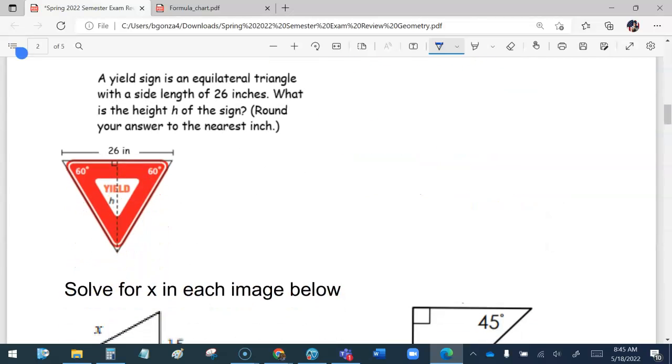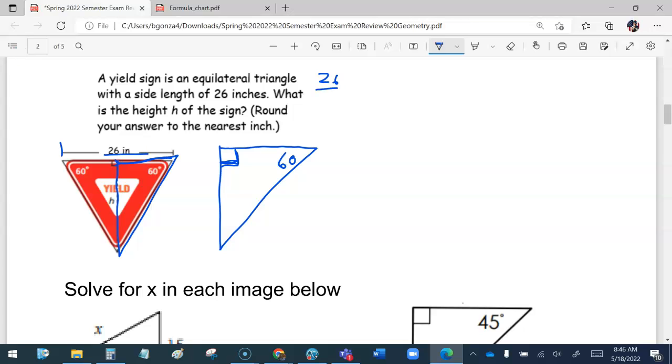Yield sign is an equilateral triangle with a side length of 26 inches. What is the height of the sign? Okay. Now, what I'm going to do is cut this triangle in half. So this is 60. This is 90. Now, half of 26, halfway across, 26 divided by 2 is 13. So this is actually 13 up here. And I'm looking for, we'll call it x, the height, h.